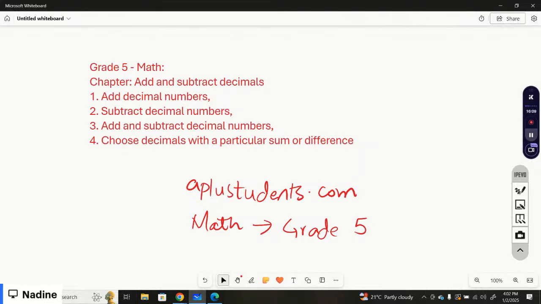We're going to start with the chapter add and subtract decimals. And the lessons we're going to cover today are add decimal numbers, subtract decimal numbers, add and subtract decimal numbers, choose decimals with a particular sums or differences.